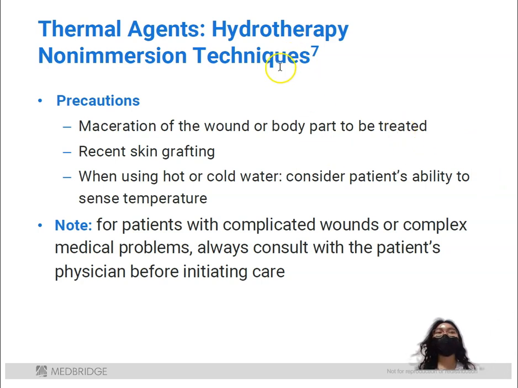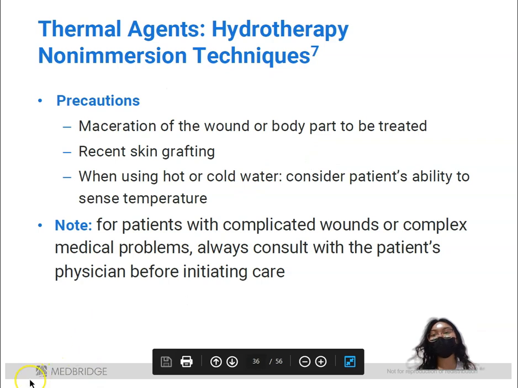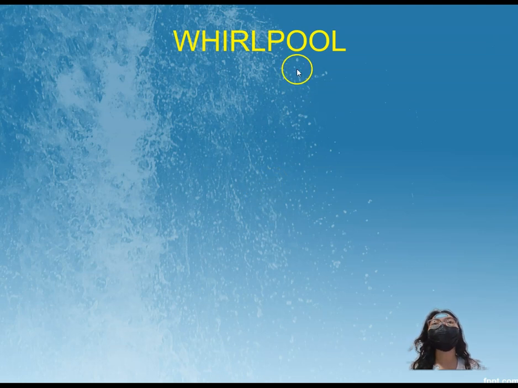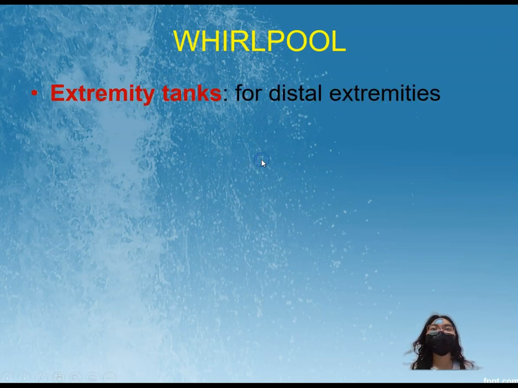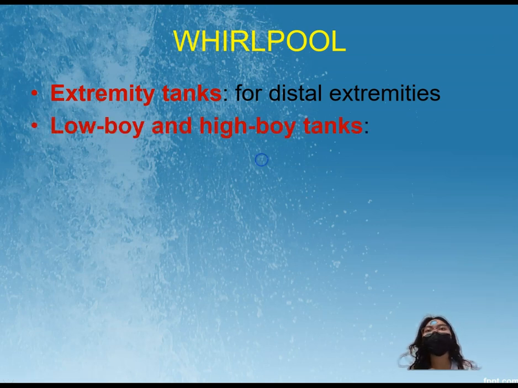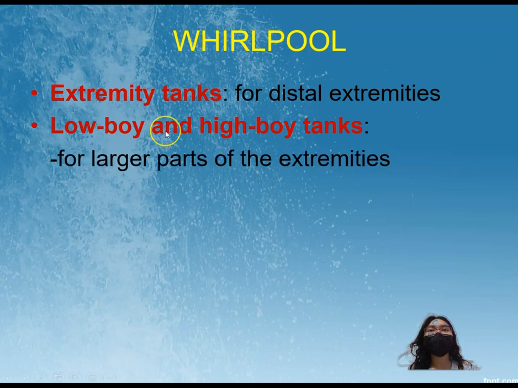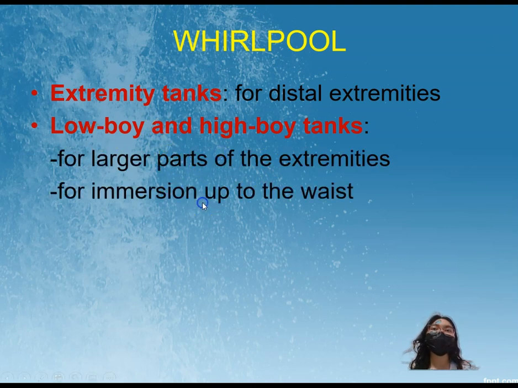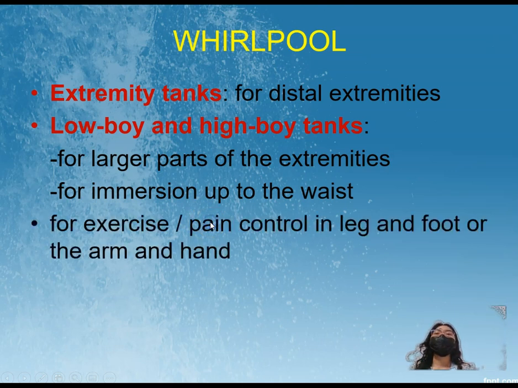I think this is the last part ng MedBridge. So, dun tayo sa yung whirlpool. Dadaanan lang natin ng very, very slight. Okay, so we have different kinds of whirlpool. No? So, first we have the extremity tanks. No? So, these are for distal extremities. Low boy and high boy tanks. No? So, these are for the larger parts of the extremities naman. And for immersion up to the waist. No? Up to the waist. So, usually they are used for exercise, pain control in leg and foot, or the arm and hand.